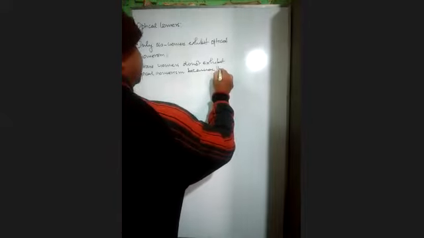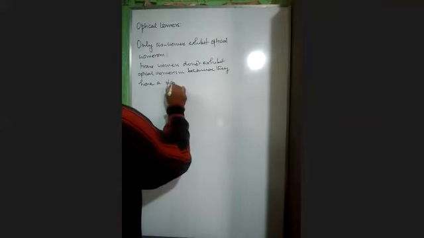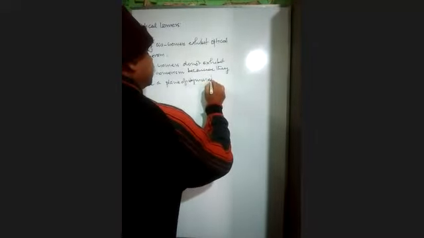Trans isomers do not exhibit optical isomerism because they have a plane of symmetry. I have already told you in organic also that if a molecule has a plane of symmetry, in that case they are not going to exhibit optical isomerism.